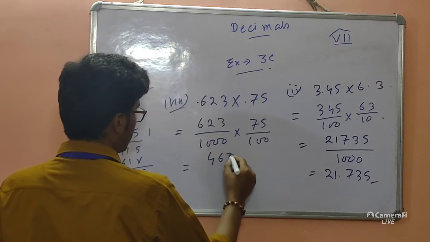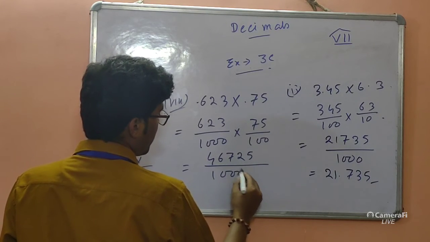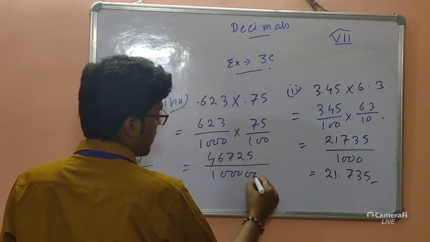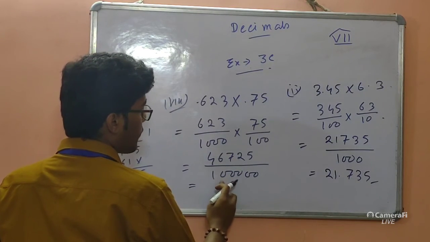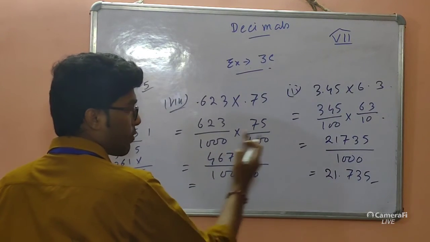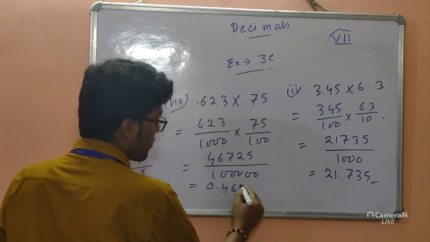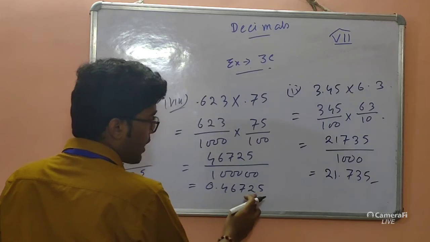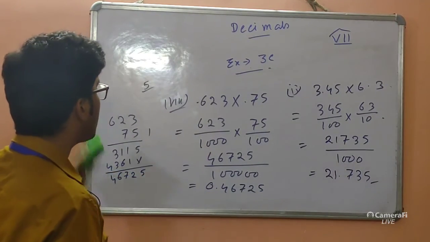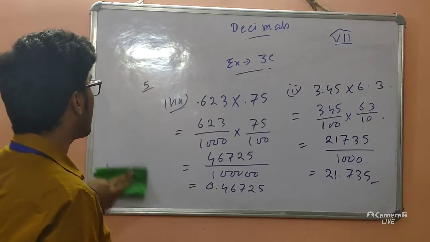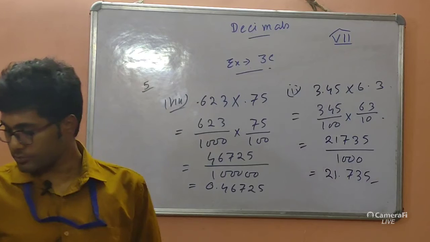What comes? So after 1, 3 zeros, and for 100 we add 2 more zeros. So how many zeros are there? 1, 2, 3, 4, 5. So from the right, after 5 places we'll give the point. So after 5 places we give the point. So that's your answer. Okay, let us do the next one.